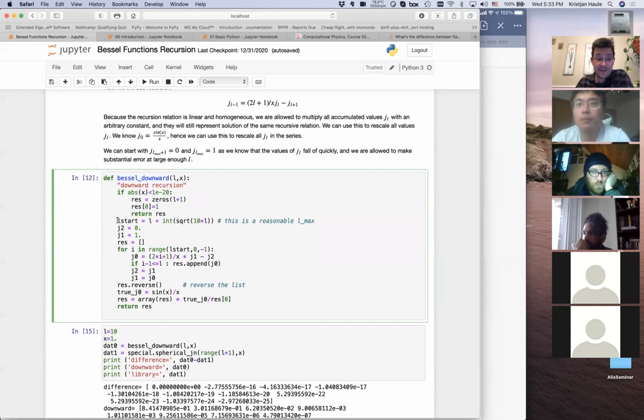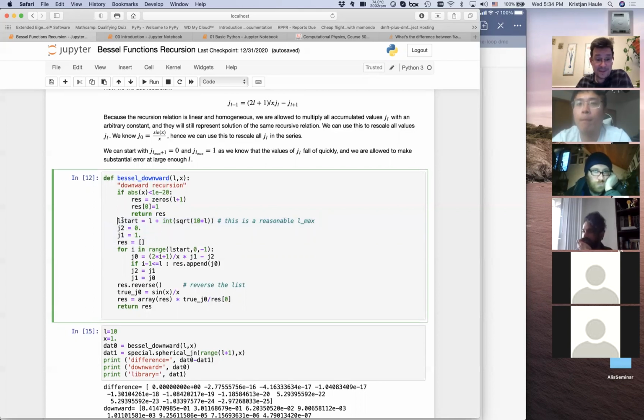Okay, so again, if x is very, very small, then we do the same thing as before. We just return the entire array, since we know the Bessel function of 0 is 1 and all the rest are 0, without doing any calculation. But in general, we do need to do this downward recursion.